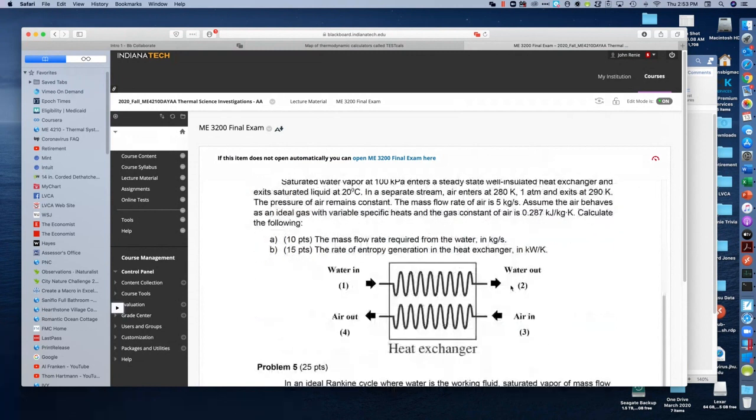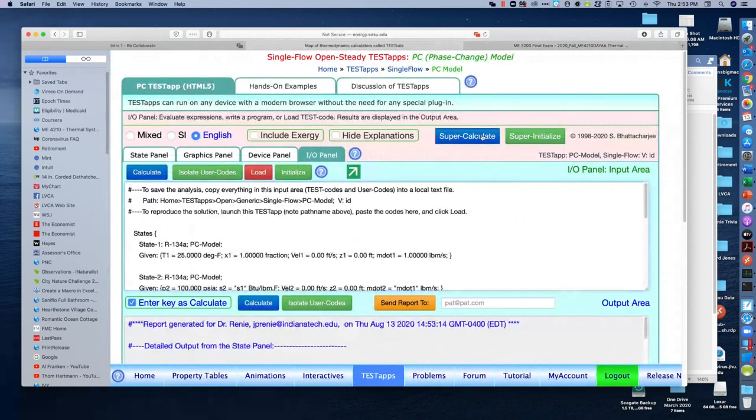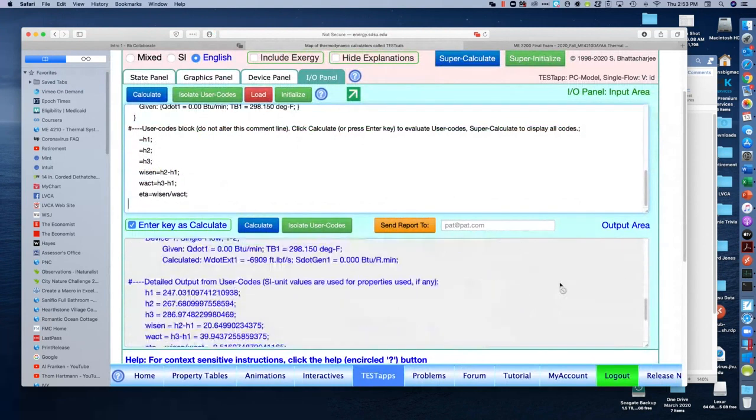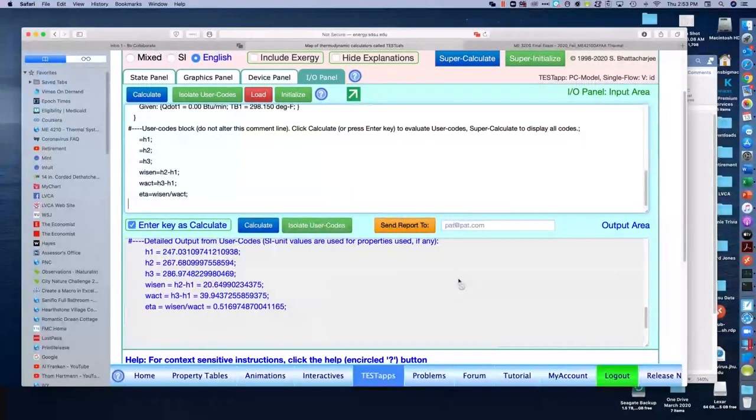And so had this been a homework problem, we would have then gone in and done another super calculate. And when you do a super calculate, you see the user code block showing up here and all the information showing up, as well as the calculations that were made in determining the 3 states and the enthalpies associated with those 3 states, keeping in mind that the enthalpies are in SI units, and they are specific enthalpies associated with this particular system.